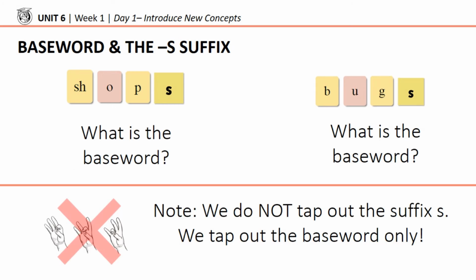All right, so here we have the word shops. What is the base word? Well, the base word is shop. The base word is shop, but when you add the suffix s, it is shops. What is the base word here? The base word is bug. But when you add the suffix s, it turns into bugs.